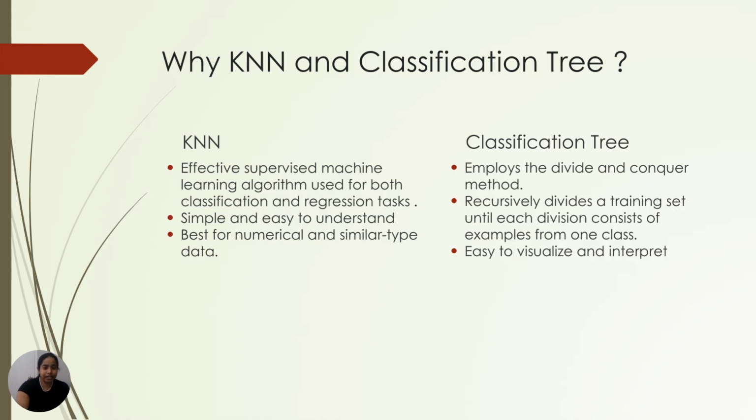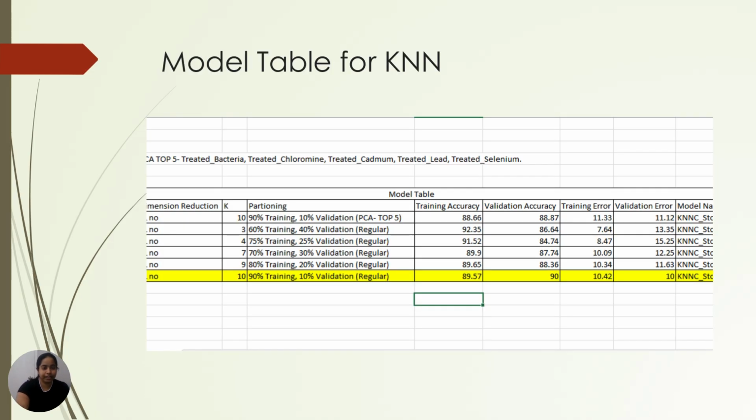Moving on to the next slide, we have the model table for the KNN algorithm. We have created six models. One model is with PCA, in which we used only the top five variables for the partition, and the rest of the five models are with the regular partition, where we used all the continuous variables for the partition and performed the algorithm on all the variables. Only one model was built with PCA, using just those five variables.